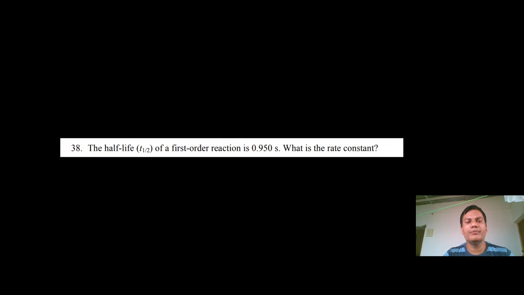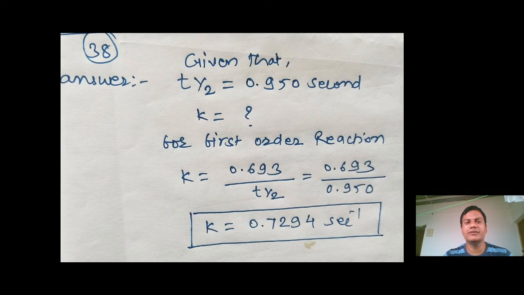The half life of a first order reaction is 0.950 second. What is the rate constant? Similar to the previous numerical, half life is given, and now we are asked for the rate constant. So again we can use a simple formula. Given that the half life is 0.950, we have to determine k for a first order reaction.